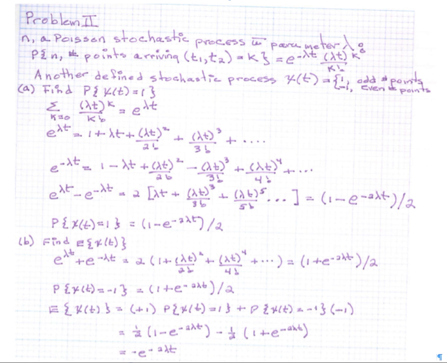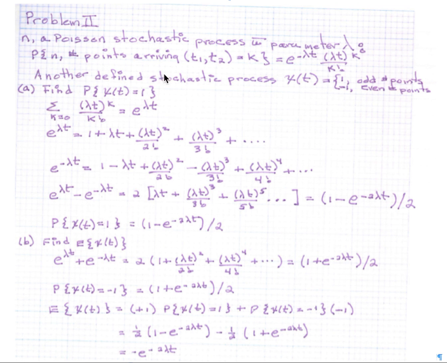where a Poisson stochastic process with parameter lambda, we're seeking the probability that N, the number of points arriving in the interval t1 to t2, equals k. And that probability is equal to e to the minus lambda t, times lambda t to the k, over k factorial.